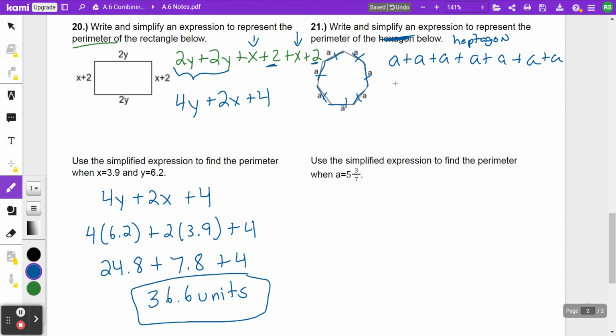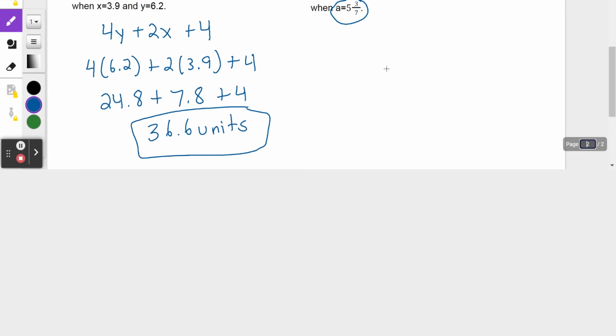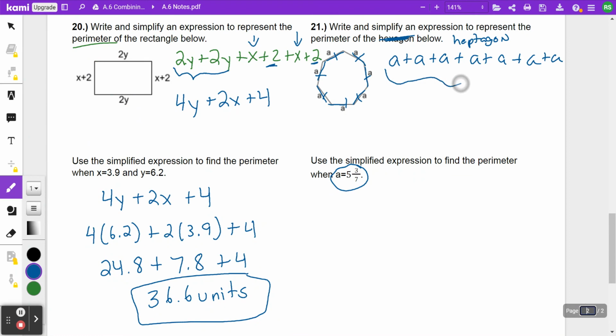All right, so at this point we could plug 5 3/7 in for A and just add up 5 3/7 plus 5 3/7, but that's going to take a while. So instead, let's take this big long expression, A plus A, 7 times, and rewrite it as 7 times A. So now when we plug our numbers in down here, it's going to make the work a little bit easier. So 7 times A is going to be 7 times 5 3/7.